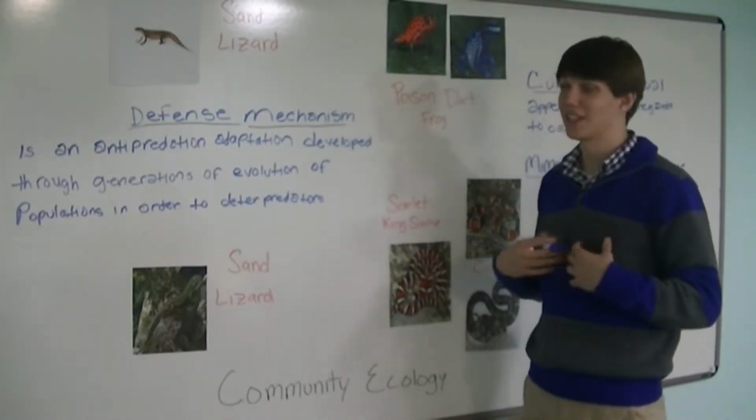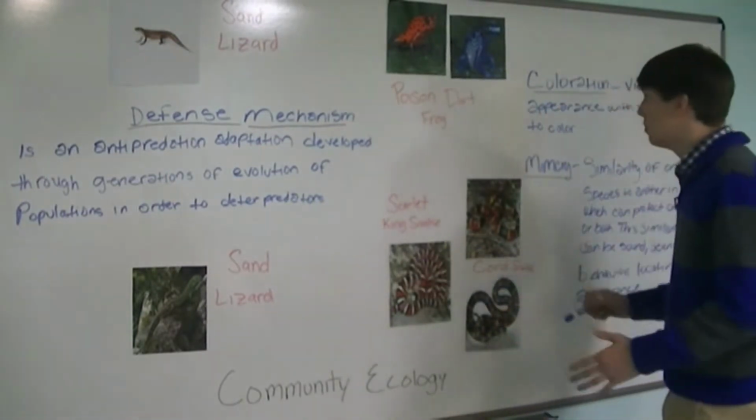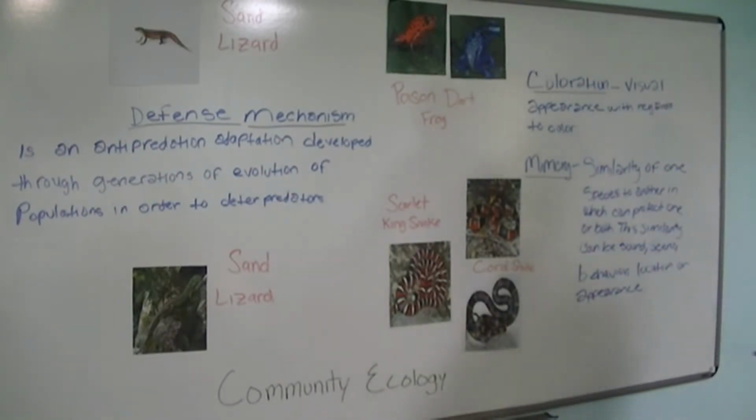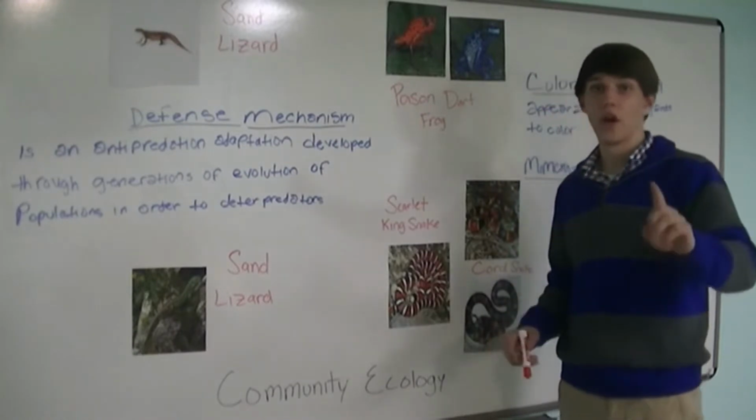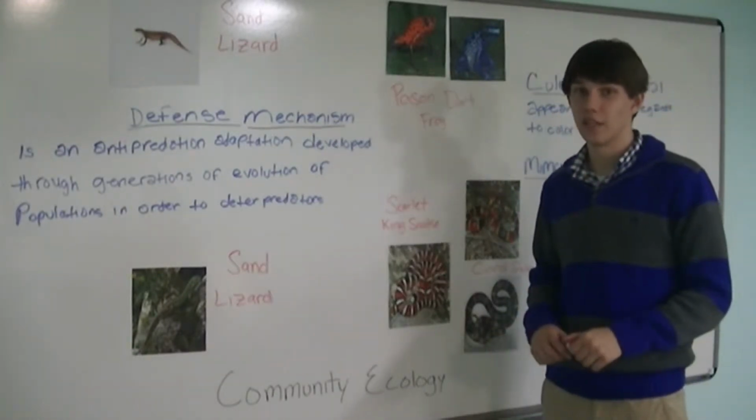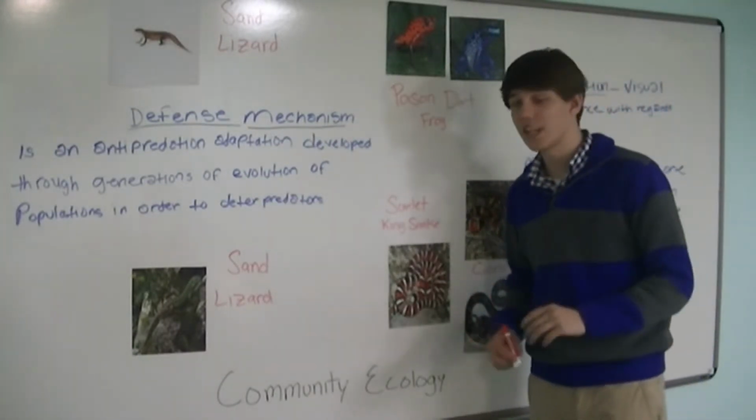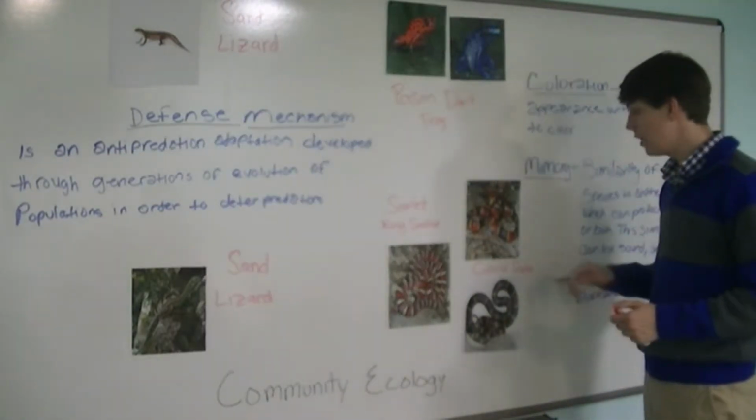I'm going to get very sick, I could even die from eating one of those. Which is a little bit different than what happens in Batesian mimicry, the second type of mimicry. In Batesian mimicry, you have one harmless species mocking traits of a more harmful species. A great example of this would be the king snake and the coral snake.